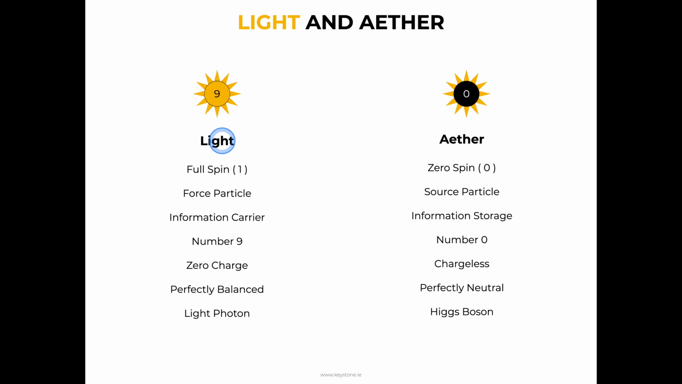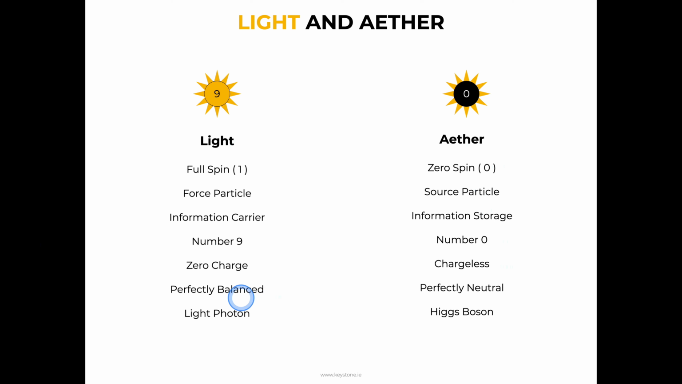Light and ether. Light is a full spin represented by the number 1 in science. Ether is 0 spin, which is called a Higgs boson, by the way. Light is a force particle. Ether is a source particle. Light carries information. Ether stores information. This is the number 9. This is the number 0. This has a 0 charge.